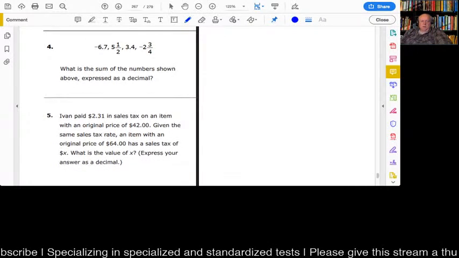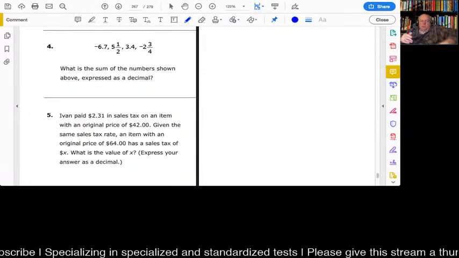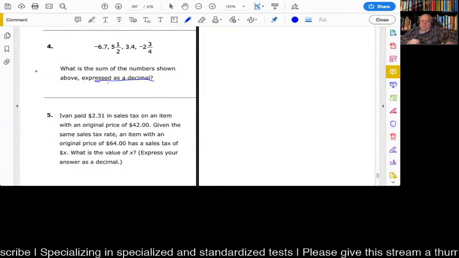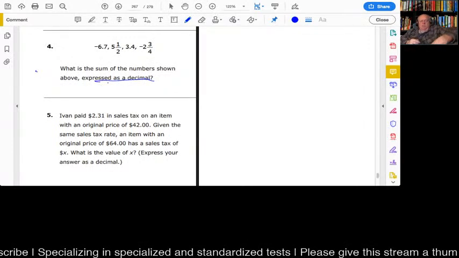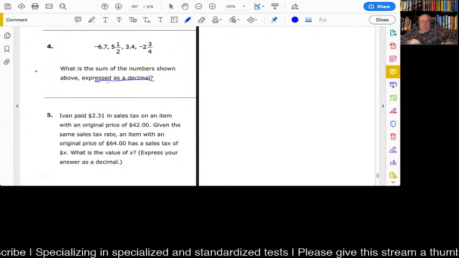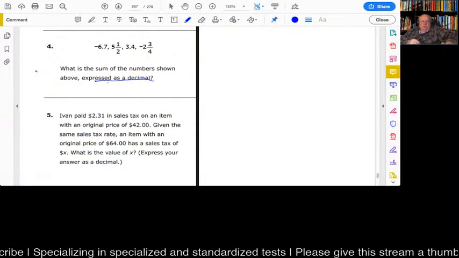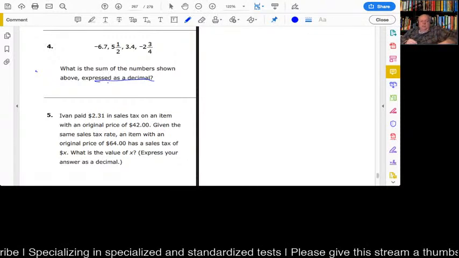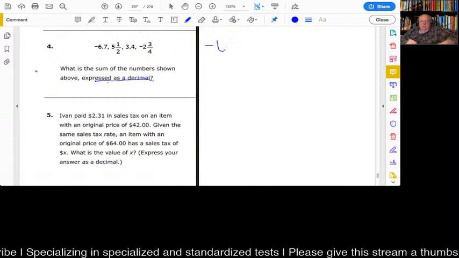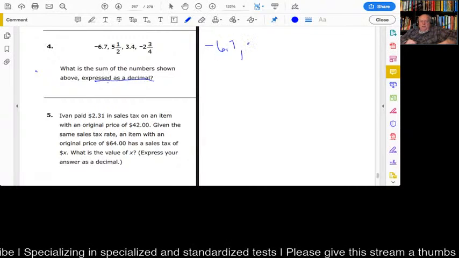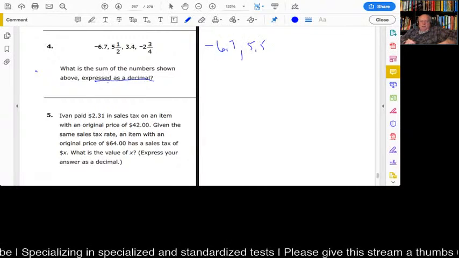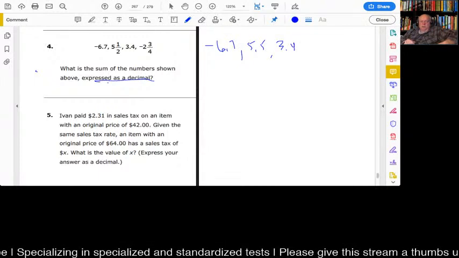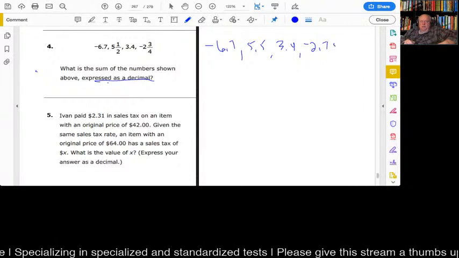Okay, 4. What is the sum of the numbers shown above? And again, expressed as a decimal. You have to grid it in, okay? So there's a couple ways to do this. We can convert the fractions to decimals because that's what's going to happen anyway. So minus 6.7. This is 5.5, right? The next is 3.4, okay? And then minus 2.75, right?